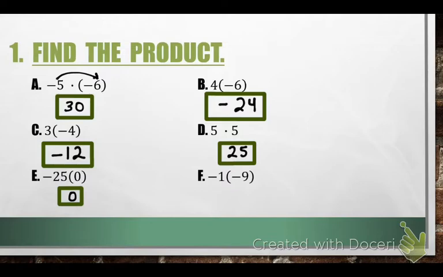Next one, negative 1 times negative 9. Ariana, how many negative signs do you see there? 2. Is the number 2 positive or negative? Positive, because it's an even one, so we're going to keep it as a positive. So what's the answer? What's 1 times 9? 9, okay? So because there was an even amount of negative signs, we knew our answer had to be positive. Are there any questions about those first 6 problems? Okay, just remember, if you have an even amount of negative signs, your answer is positive. If you have an odd amount of negative signs, your answer will be negative.